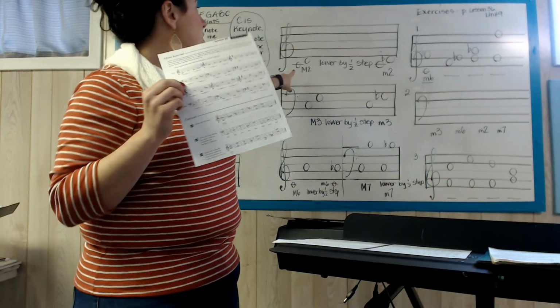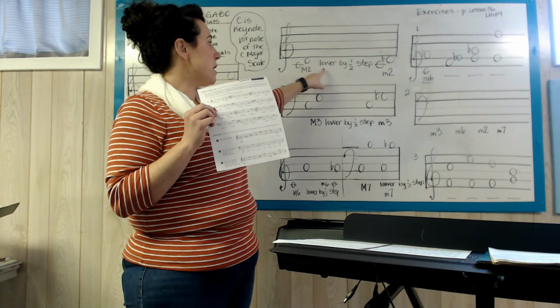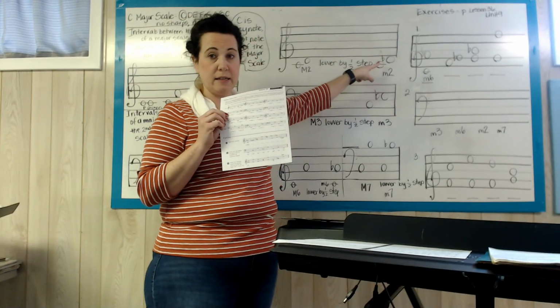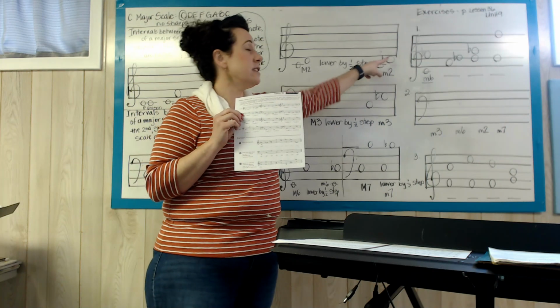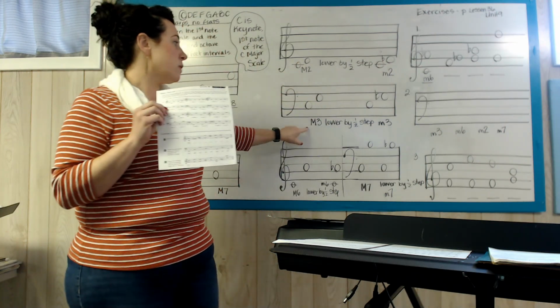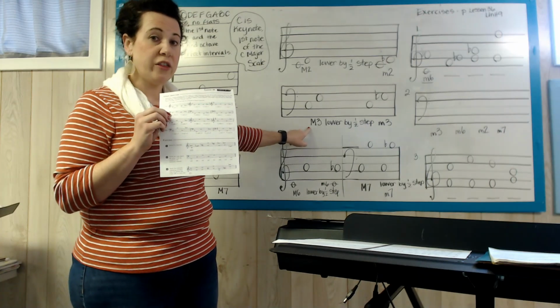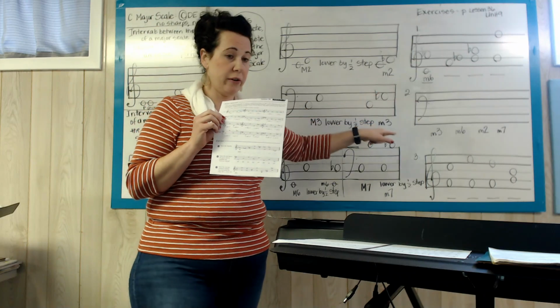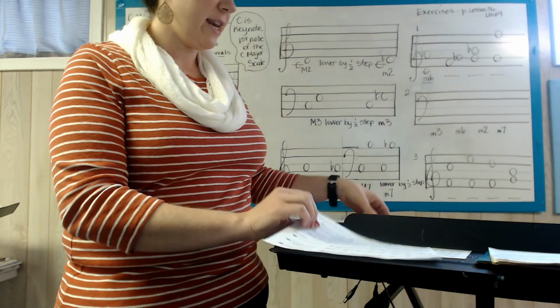So we just showed C to D being lower by a half step, a minor second, okay? So C to D flat instead of C to D. Let's work on this major third lowered by a half step to a minor third, okay? That's what we're looking at next.